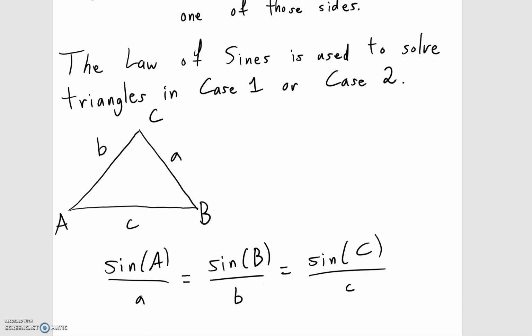What is the law of sines? The law of sines basically states the following. If you look at an angle and the side opposite that angle, the sine of that angle over the side opposite that angle is always equal to the sine of another angle divided by its opposite side, or the sine of a third angle divided by its opposite side. All of these ratios here are equal to one another.